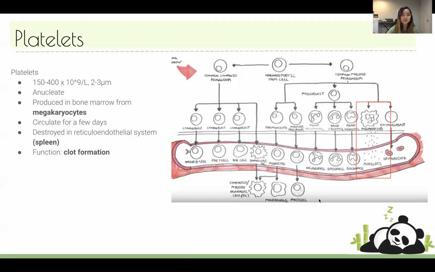Cool. Done with that, we're on to platelets and clotting. So platelets come from megakaryocytes, which are produced in the bone marrow. They circulate for a few days and then they're destroyed in the reticuloendothelial system or the spleen, and their main function is clots. They also don't have nuclei, so both of these guys don't have nuclei.